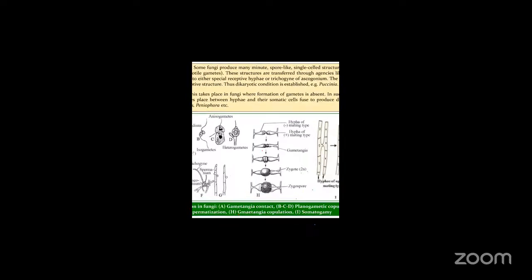Another method is somatogamy. Here, no gametes are formed, but anastomosis takes place between the hyphae, and somatic cells fuse to form the dikaryotic cell. You can see the diagram also.